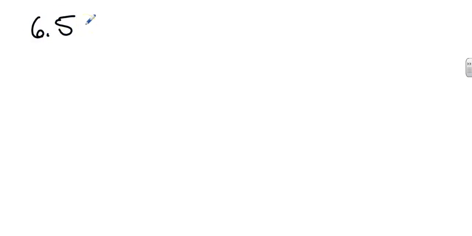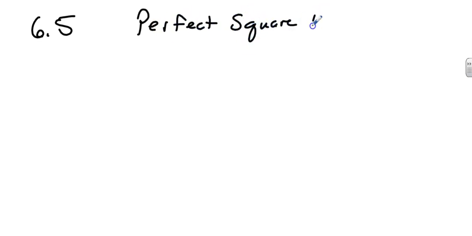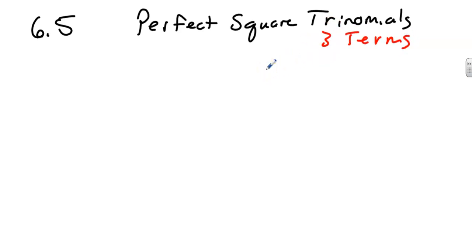All right, 6.5. There's two special cases of factoring that we're going to do for this one. The first thing is perfect square trinomials. And the big thing on this one is if it's trinomials, this is 3 terms. This one has a shortcut if it's a perfect square trinomial. Now, here's what makes something a perfect square trinomial. It's still quadratics.